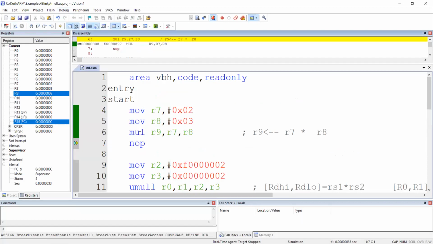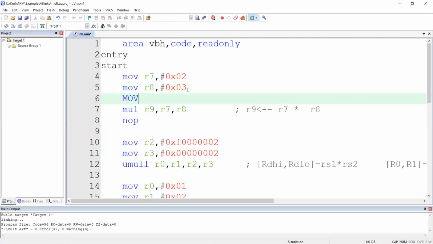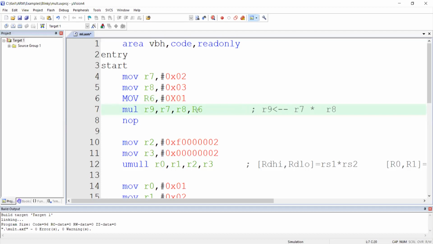Okay. So let's go for MLA. For that, what I will do is take one more number. Move R6, comma, hash 0x01. So here I will keep R9, R7, R8. Here I will add one new number. That's R6. Hence, what will be the equation here? Plus R6. Am I right?